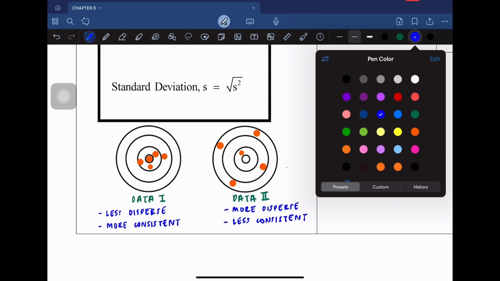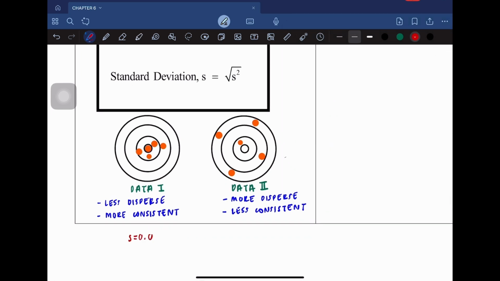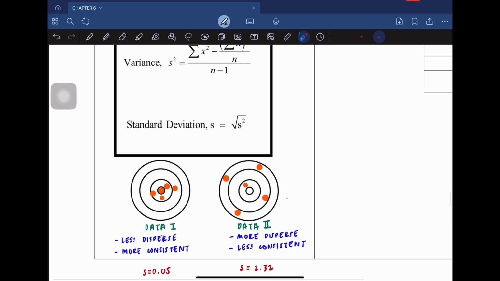So from this, sebagai contoh, bila awak cari the standard deviation, let's say the first data awak dapat 0.05 and the second data awak akan dapat lebih tinggi, which is 2.32 for example. So from this result we can know that this set of data is more dispersed and less consistent sebab dia punya standard deviation ini lagi tinggi. So maksudnya data kita lagi banyak deviate, lagi banyak disperse. Compared to this, the standard deviation is very small, meaning that our data is very consistent and less dispersed to each other. So that's how you understand the variance and standard deviation.